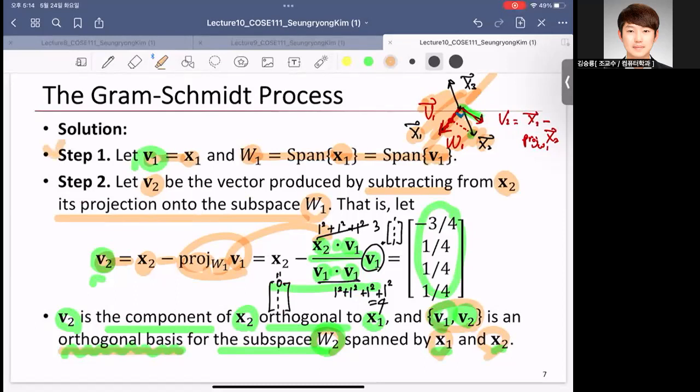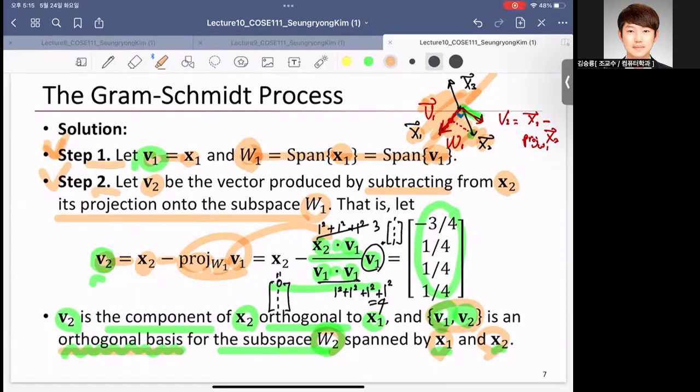So this is the one. In this case, the subspace was a line. In this case, the subspace was a plane. Maybe next time, the subspace will not be a plane anymore. It may be defined in 3D space, right? This is just the extension from the 1D to the 2D plane, right?